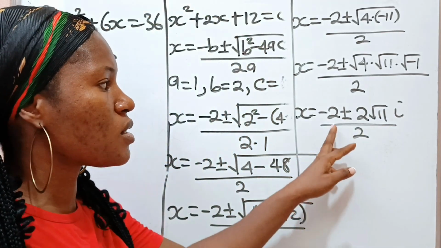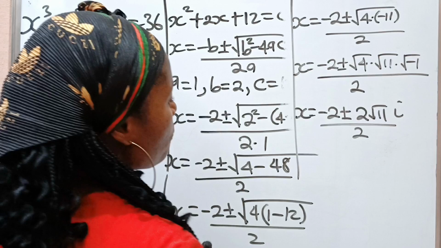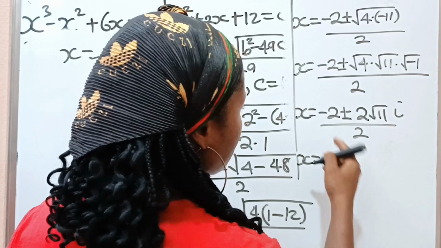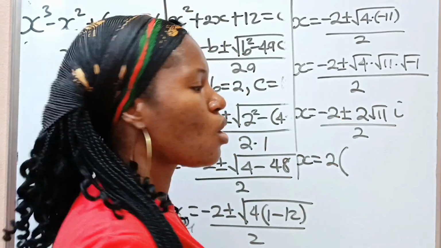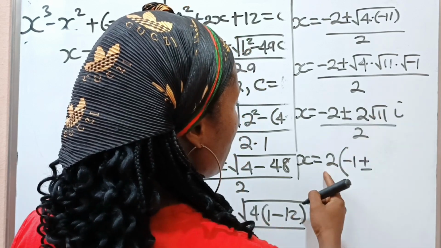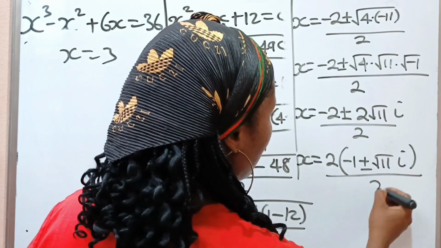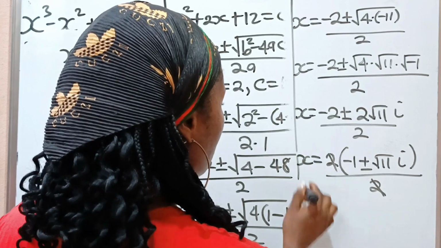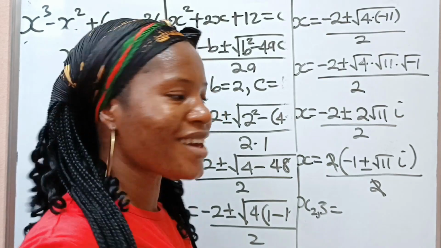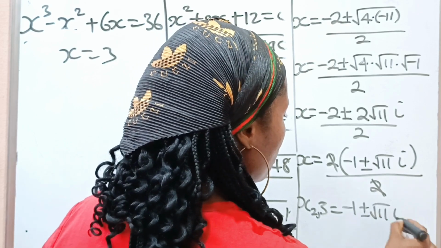Now if you look at this, notice that we can factorize 2 out. So let's go ahead and do that. So if we do that, we have x is equal to 2 brackets minus 2 divided by 2 will give us minus 1 plus or minus this divided by 2 will give us root 11i divided by 2. Now this will cancel this. So you can see that the second and the third value of our x is equal to minus 1 plus or minus square root of 11i.